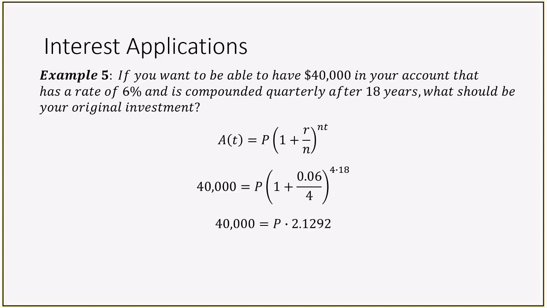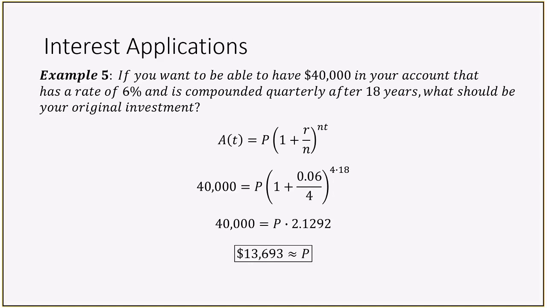So what I did when I solved this is I kind of resolved the parentheses. So again, using order of operations, I did 1 plus 0.06 divided by 4, close my parentheses, take it to the power of 4 times 18. Be careful about parentheses in the power. That's where a lot of the mistakes come from. And if I evaluate that, I get 2.1292. I divide both sides by 2.1292, and I'm left with P equal to $13,693 approximately. That's probably fairly rounded.